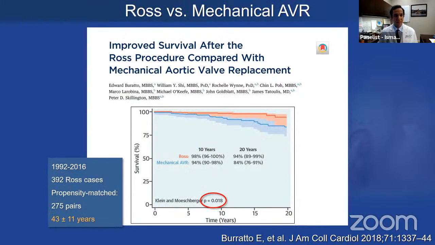This is yet another study coming from Australia of 400 Ross cases, where they performed a propensity matched analysis with mechanical AVR, 275 pairs, mean age was 43, and looking at 20-year survival, there was almost a 10% difference in survival between these patients in both groups.